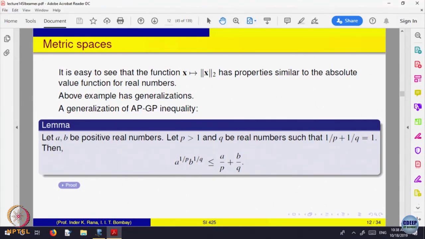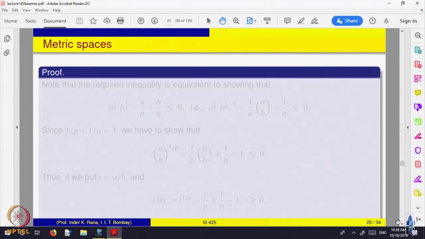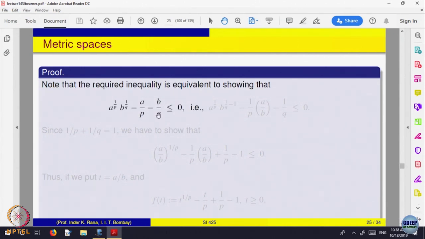The idea of the proof, as a first step, is to try to bring it to an equation in one variable. How do you do it? So, here is the idea of the proof. This is what you want to prove, everything on one side. You want to show it is less than or equal to 0, right?